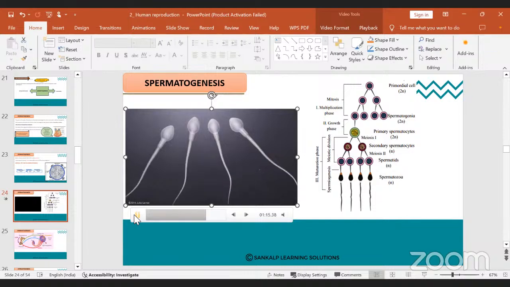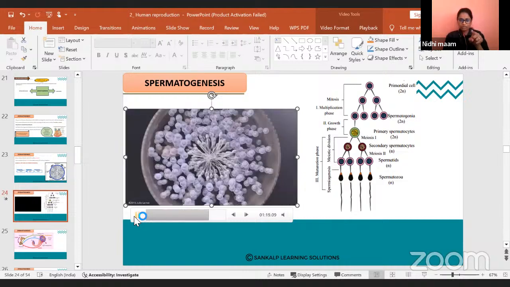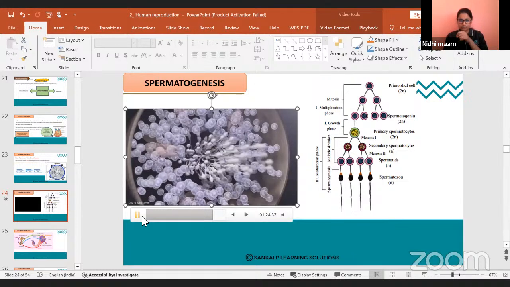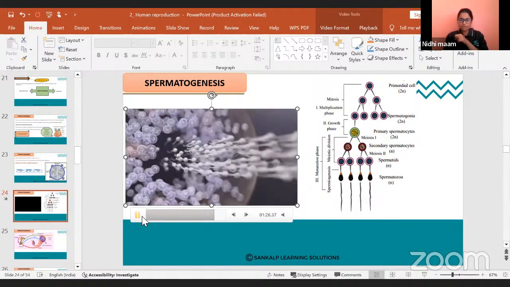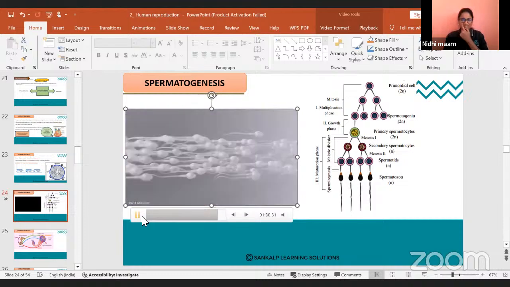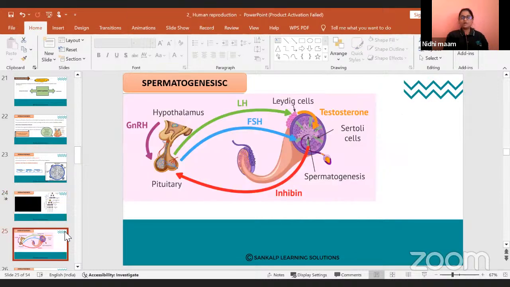So this is a sperm that you are seeing. Now you can see how the sperms are attached to the Sertoli cells. The release of a sperm from a Sertoli cell we call spermiation. So this is regarding the concept of spermatogenesis. I hope it is clear now.